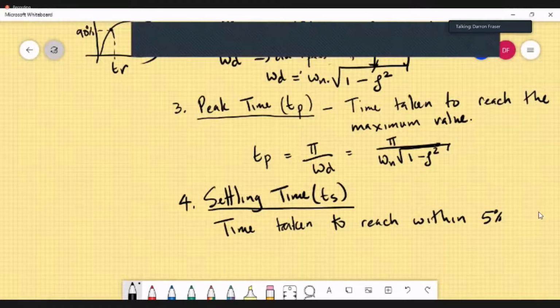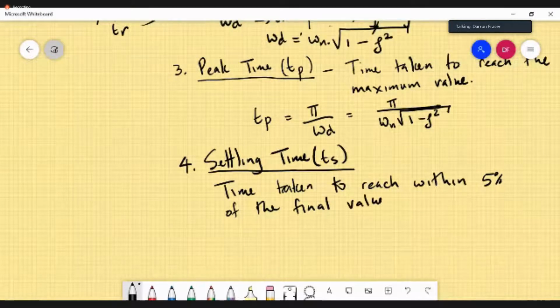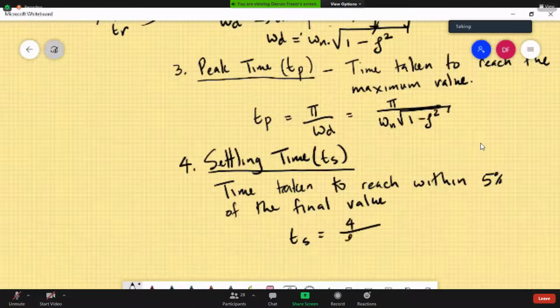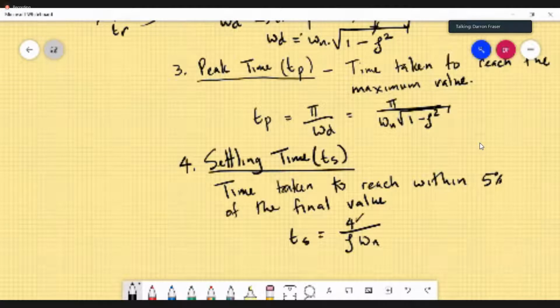So the formula for settling time: you want it to reach within 5% of the final value, so the formula is 4 over the damping ratio times omega n. This value of 4 would change if we change the 5%. So suppose we want a 2% settling time, then I think this number goes up to 5.